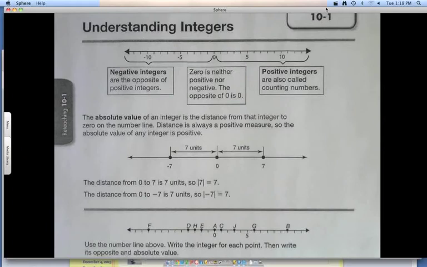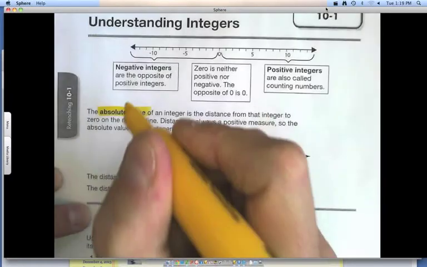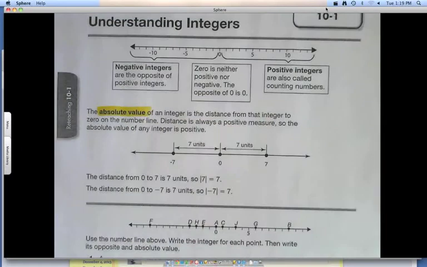The first section is understanding integers, and it's real important. The one thing I want you to get from this is the term absolute value. It's extremely important to know the definition of absolute value. And again, absolute value is the distance from that integer to 0 on the number line. Distance is always a positive measure, so the absolute value of any integer is always going to be positive.